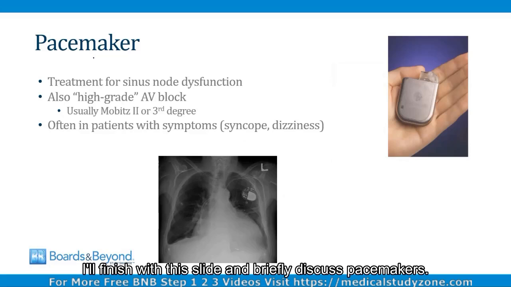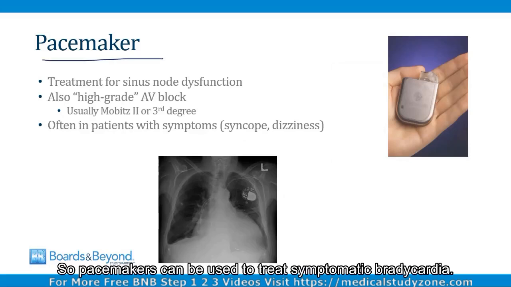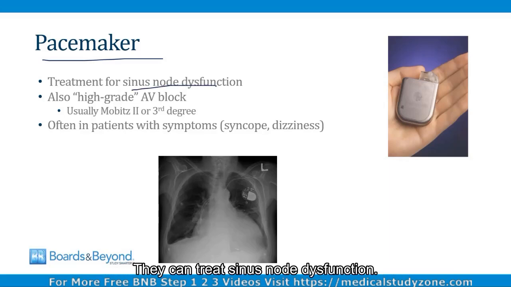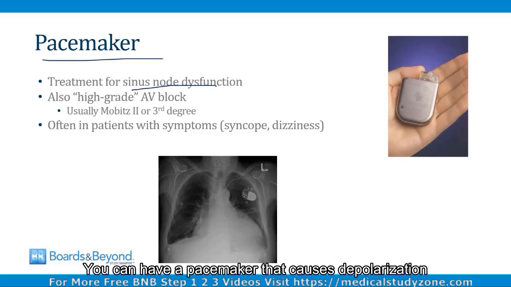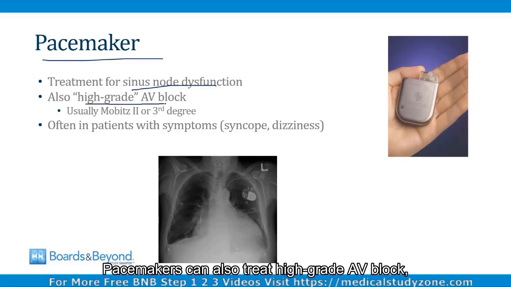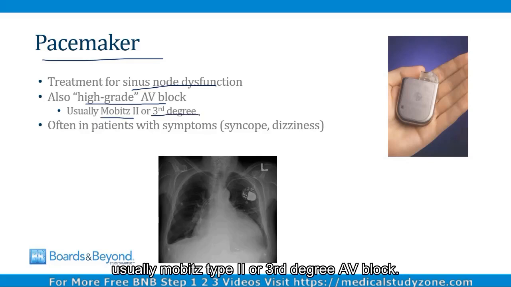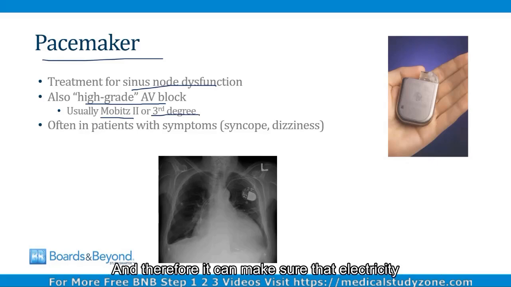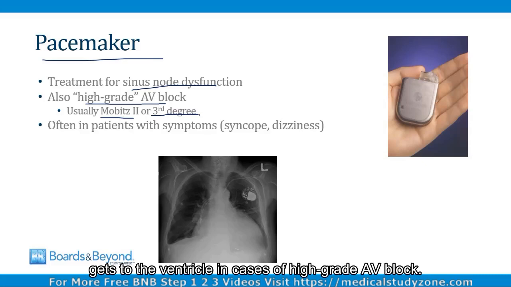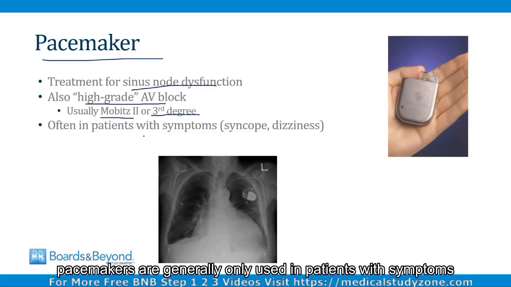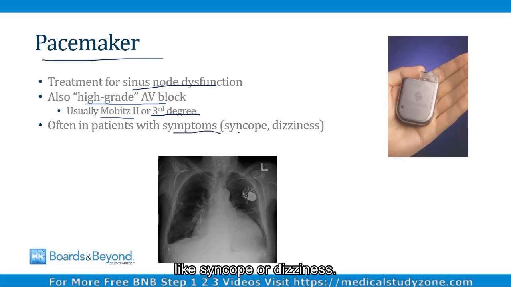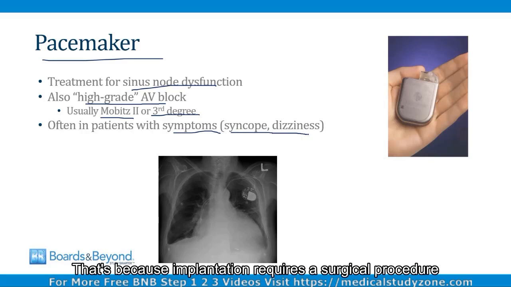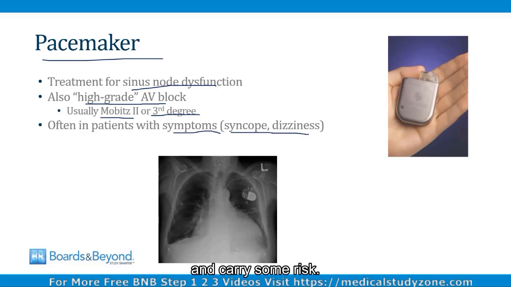I'll finish with this slide and briefly discuss pacemakers. So pacemakers can be used to treat symptomatic bradycardia. They can treat sinus node dysfunction. You can have a pacemaker that causes depolarization of the atria and takes over the job of the sinus node. Pacemakers can also treat high-grade AV block, usually Mobitz type 2 or third-degree AV block. In these cases, the pacemaker will depolarize the ventricle, and therefore it can make sure that electricity gets to the ventricle in cases of high-grade AV block. And as I've mentioned throughout this video, pacemakers are generally only used in patients with symptoms like syncope or dizziness. That's because implantation requires a surgical procedure and carries some risk.